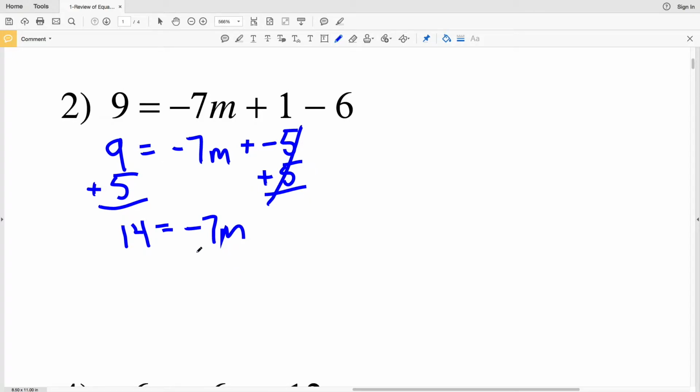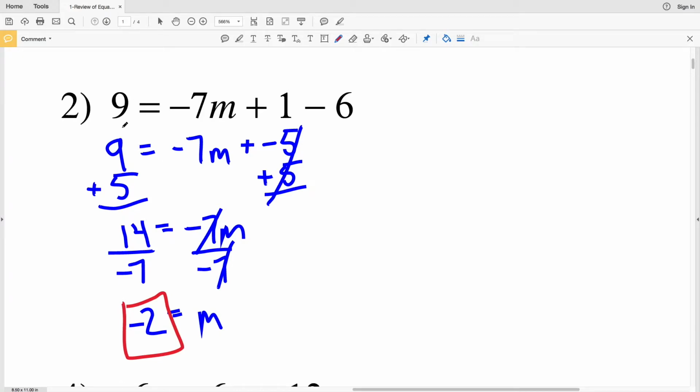And now, all we have left to do is divide by negative 7. 14 divided by negative 7 is negative 2, and that's going to be equal to negative 7 divided by negative 7, which is 1, and 1 times m is m. So negative 2 is the solution for number 2.